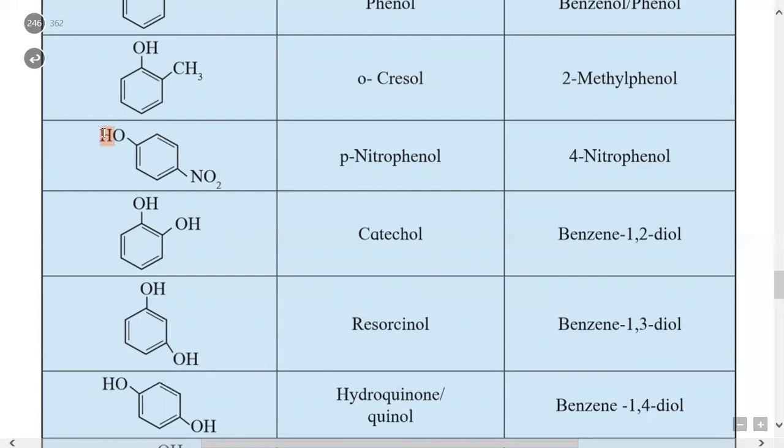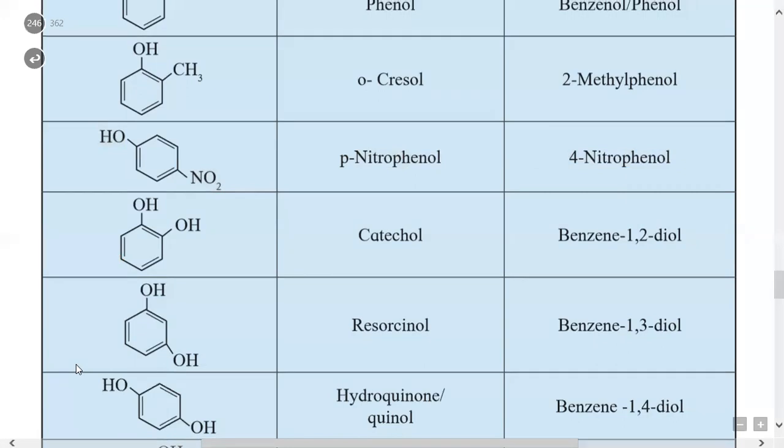Now the next example: here the OH group and NO2 group are present at para position to each other. So a nitro group is present in phenol at the para position, hence the common name is para-nitrophenol. This fourth position is the para position, and therefore instead of para here we can put a 4, and the name can be given as 4-nitrophenol. So that is the common and IUPAC name of this example.